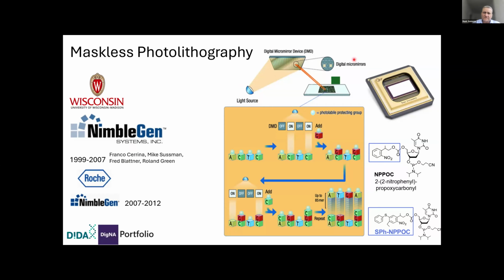These are devices that have arrays of micromirrors, and they're electrically tiltable. So you can do this essentially in software. Other than that, the process was the same as that used by Affymetrix. But the other thing they were able to do is that by then, a new photolabile group had been invented at the University of Constance in Germany, this NPPOC. And the NPPOC group just works much better than MeNPOC.